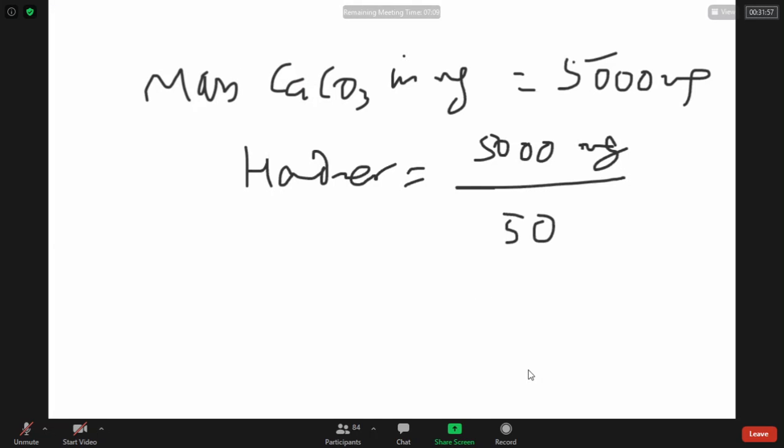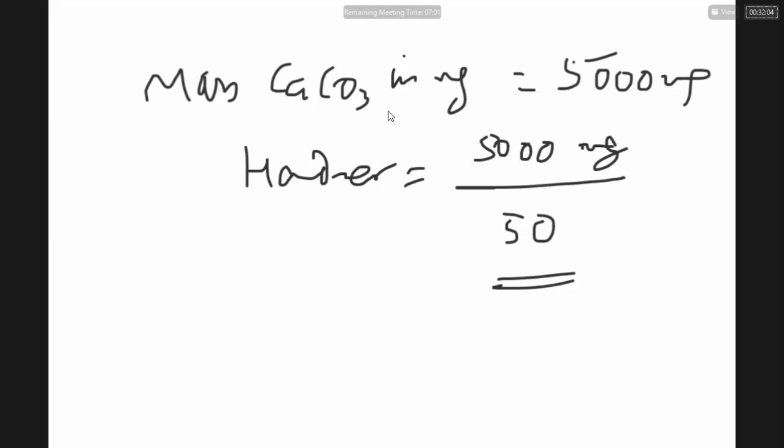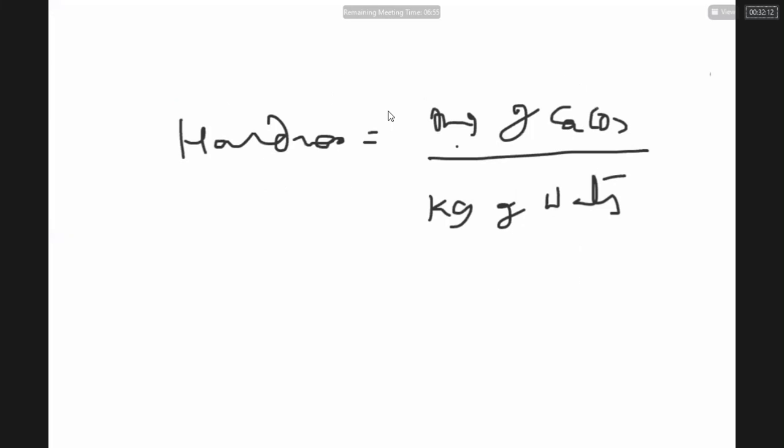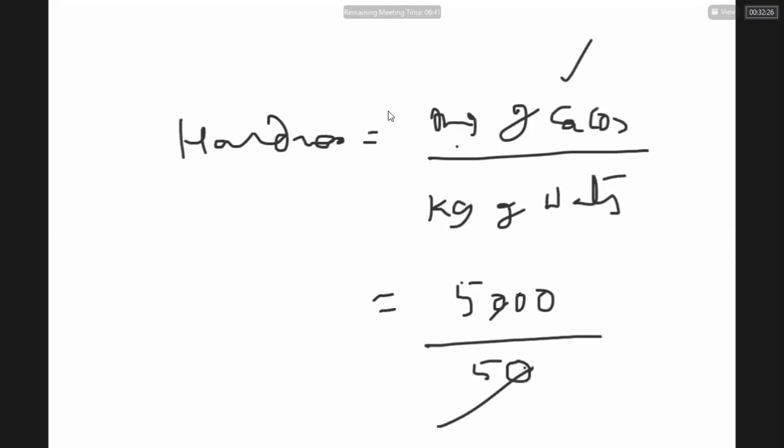What is the weight of water in kg, sir? You have taken how much? 50 kgs. Now, you got the idea what is hardness, sir? The milligrams of CaCO3 is equal to how much? 5000. The kgs or liters of water is how much? 50. So hardness of water is due to 100 ppm.